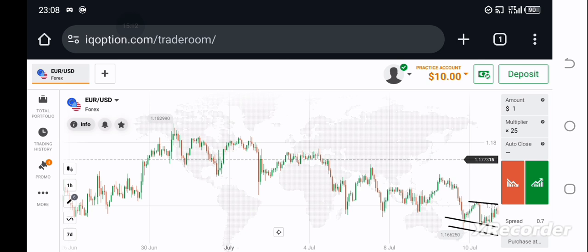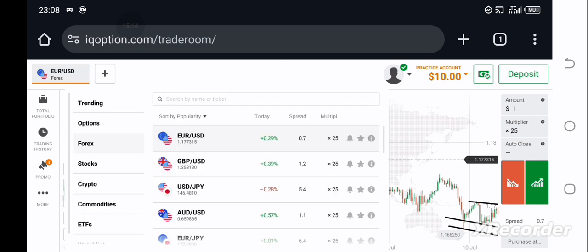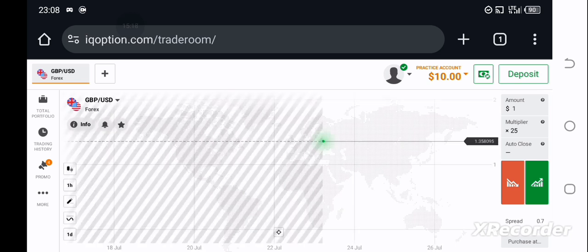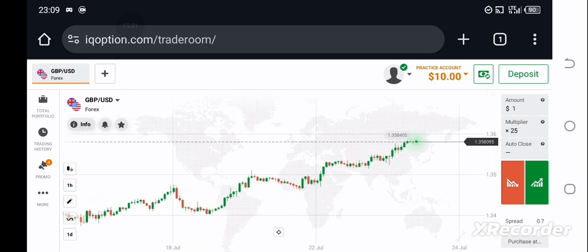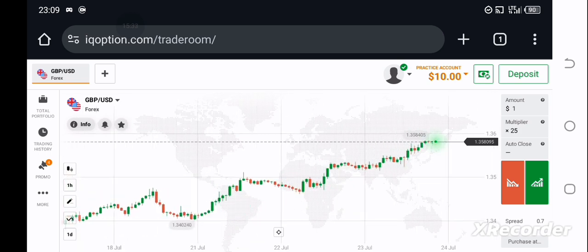Let me look out for another currency pair. Let me see Great Britain pound against the US dollar. Looking at this chart alone, you see a clear uptrend on a 1 hour time frame. You can see that this uptrend is very, very clear. But if you look now, there is no clear trend line for you to draw here.